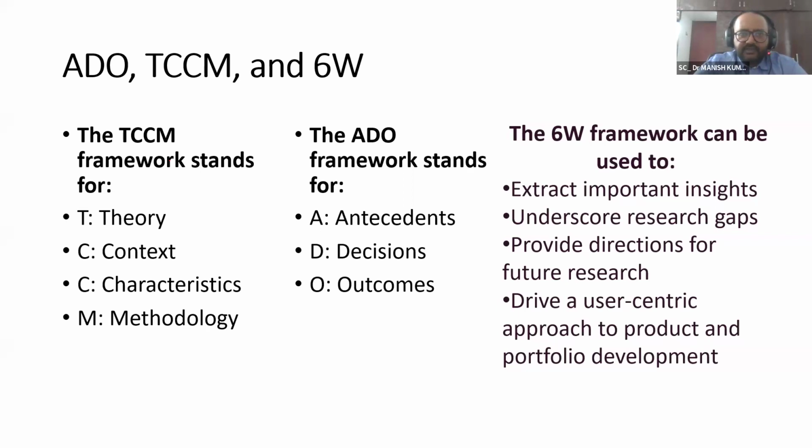Then the ADO framework is about antecedents, decisions, and outcomes. It is actually finding the variables or themes, based on word analysis from bibliometrics, or manually from any set of literature. So going through all the literature, what are the antecedent variables or themes, what are the decision-making themes, and what may be the outcome themes.